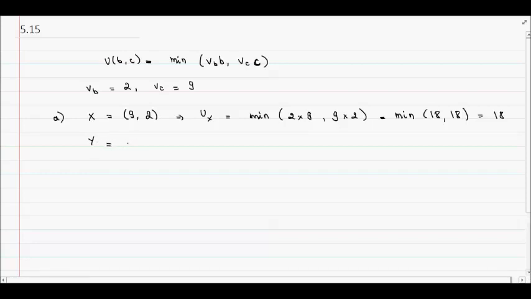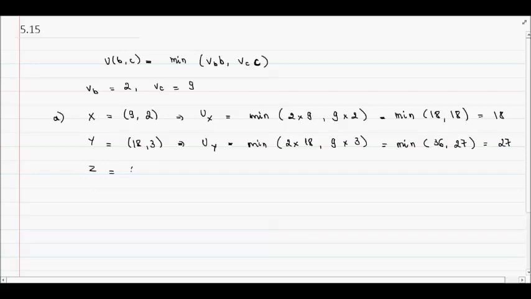Alright, so very similarly, we're going to do exactly the same thing for bundles Y and Z. So bundle Y includes 18 units of B and 3 units of C. Therefore, the utility of bundle Y is the minimum between 2 times 18 and 9 times 3. Now 2 times 18 is 36 and 9 times 3 is 27. So the minimum between 36 and 27 is 27.